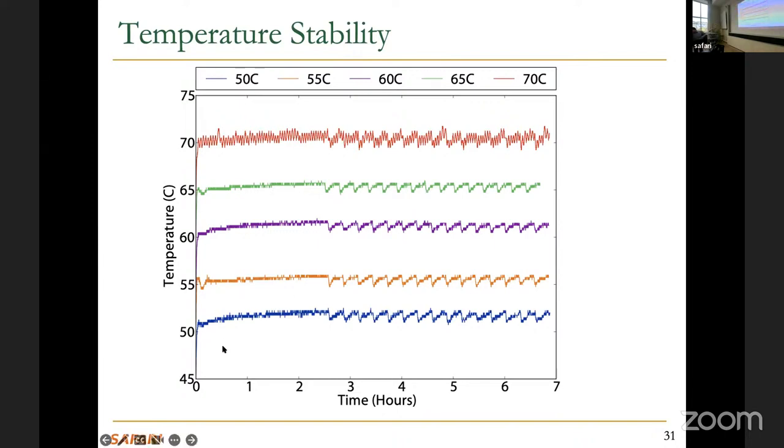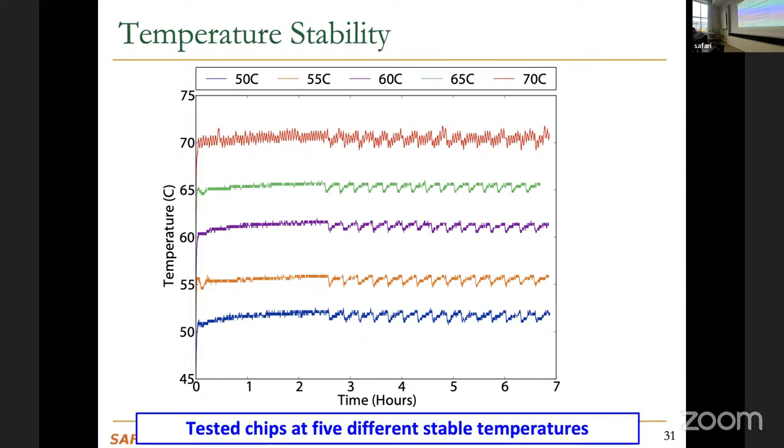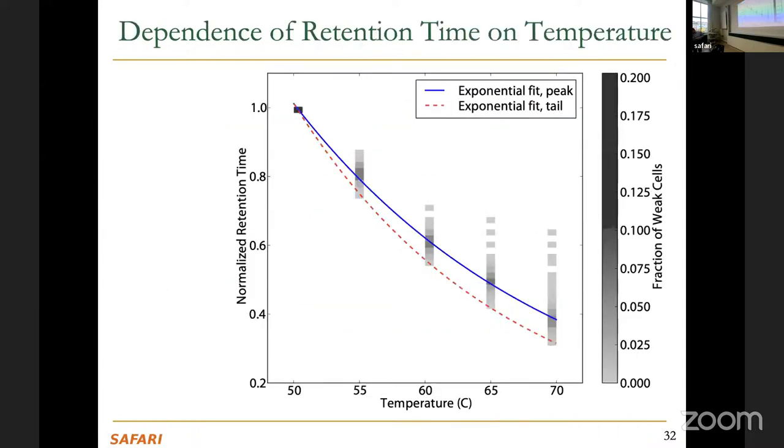And basically this shows our validation, and over time you see that there's some error margin in the temperature, but mostly we can keep it stable at different levels. And we can test chips at 5 different stable temperatures, as you can see. And then we also repeat some of the foundational results that prior work showed to validate the goodness of our infrastructure, let's say. And this is a bit more involved.